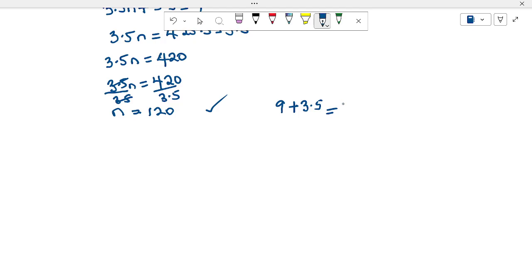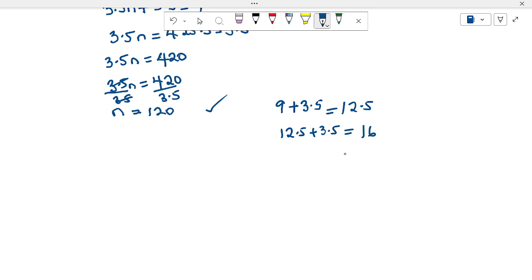The second term will be 12.5. Add 3.5 to 12.5. Your third term will be what? 16. Continue to add like that. You can see that this is your second term. This is your third term. Continue to add like that till you get to the 10th term.